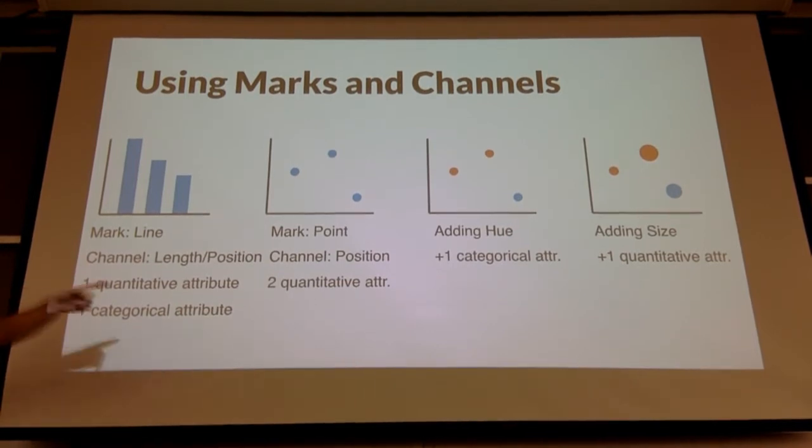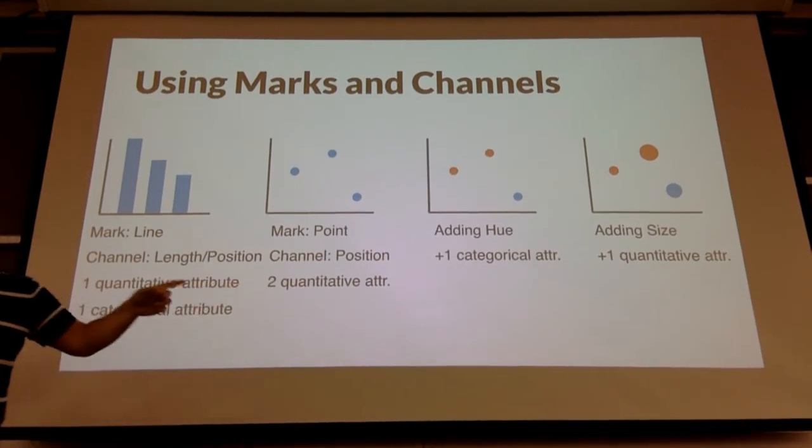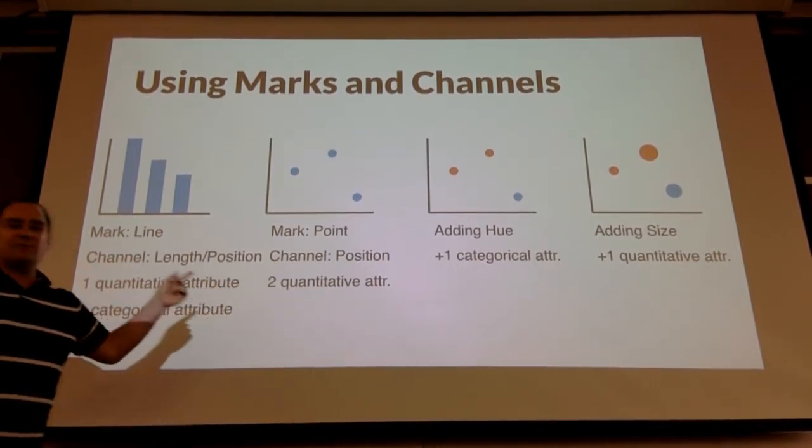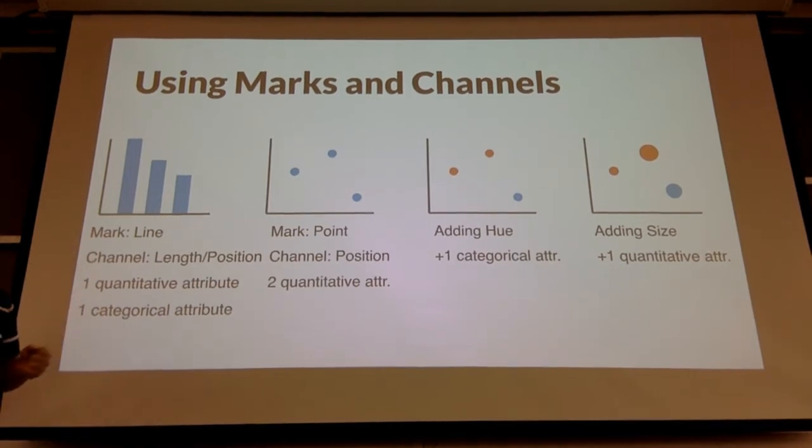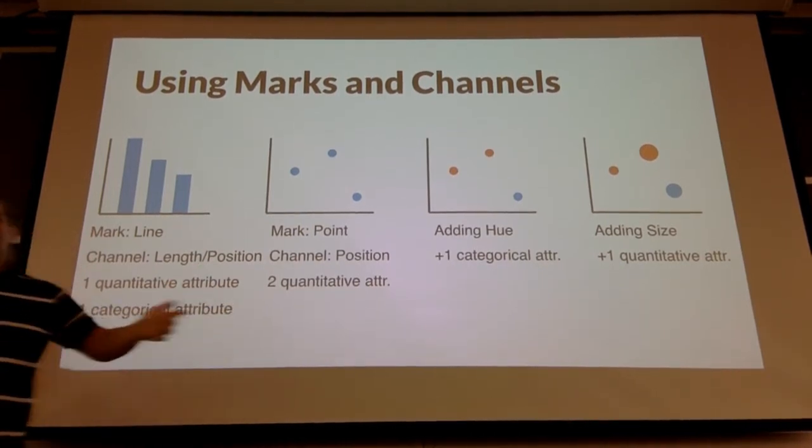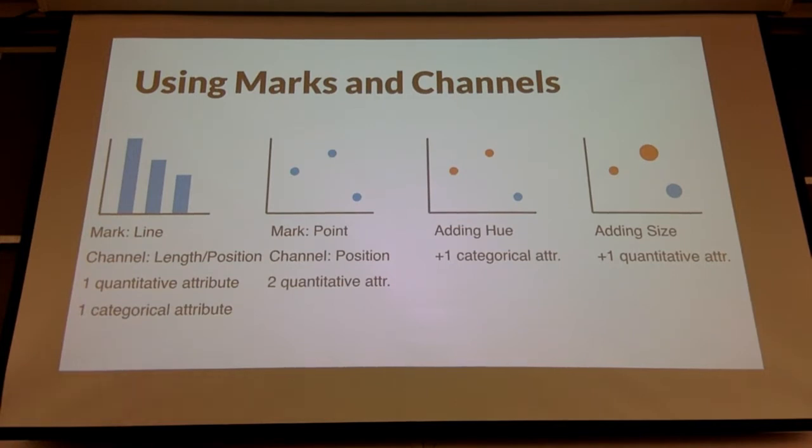In this case, the marks are points, and we use only position in two different ways. We map two quantitative attributes, we use the X and the Y position, and then we get a scatter plot. If we add hue, we can encode an additional categorical attribute. So here we have one categorical attribute and two quantitative attributes. And then we can add size, that adds one quantitative attribute. You will be implementing a scatter plot like this for your homework 4. So that will have all of these four different channels.